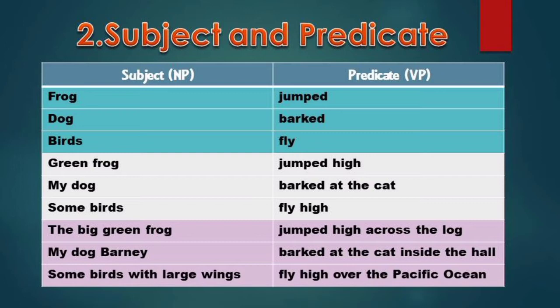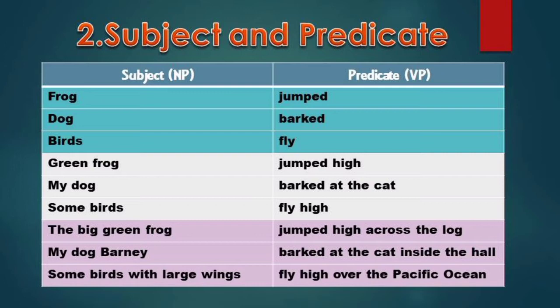And my dog transformed into my dog Barney. My dog Barney, the name of the dog Barney. And the predicate is barked at the cat inside the hall.